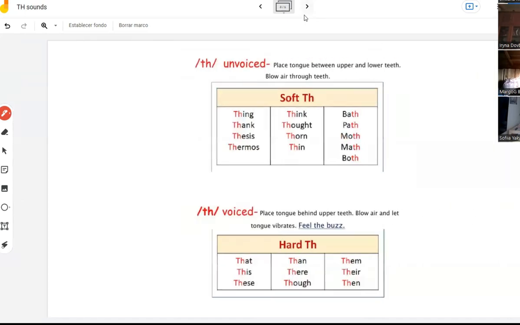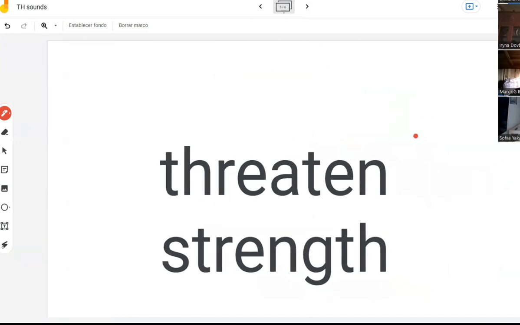Okay. Usually I ask my students to practice these two hard words. They are very hard. Threaten, strength. Usually there are too many similar sounds and you need to move your tongue a lot. So I want you to practice. There will be homework for you. Threaten, strength. Let's pronounce it. Before we leave, we have just about 1 minute left.